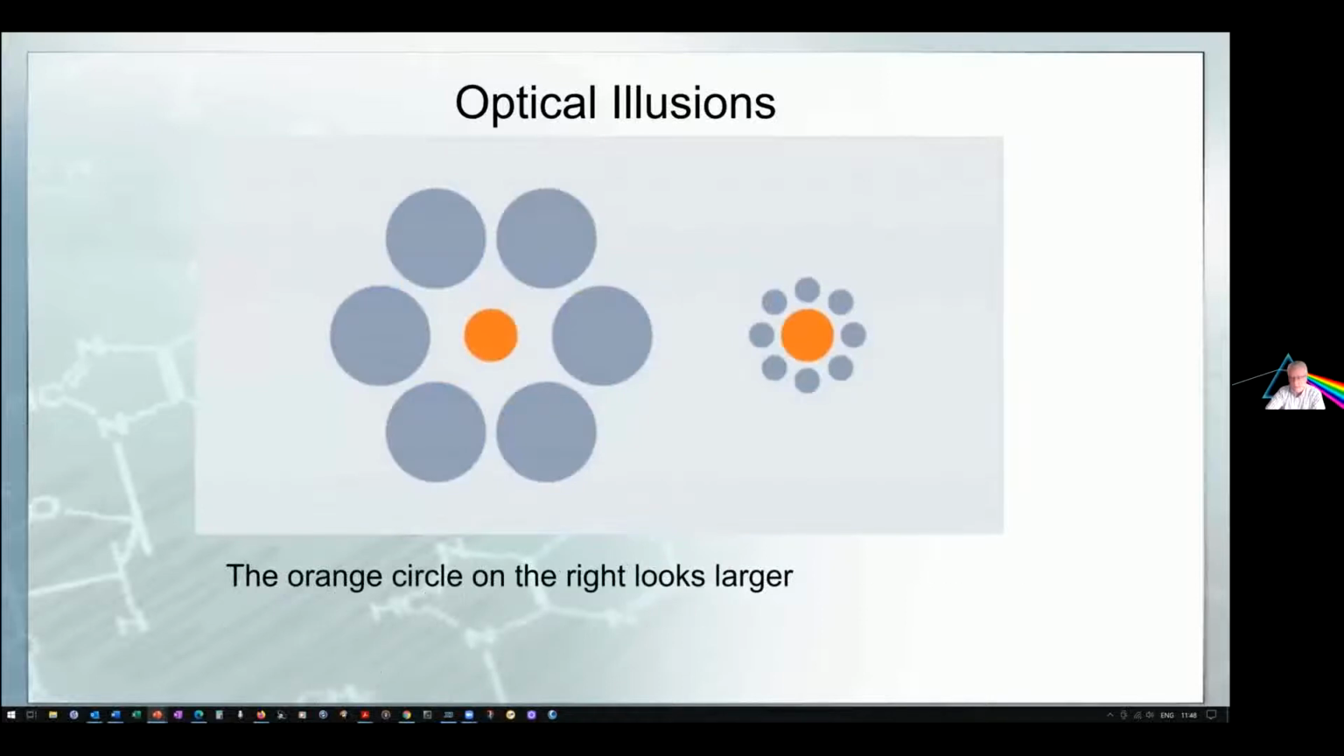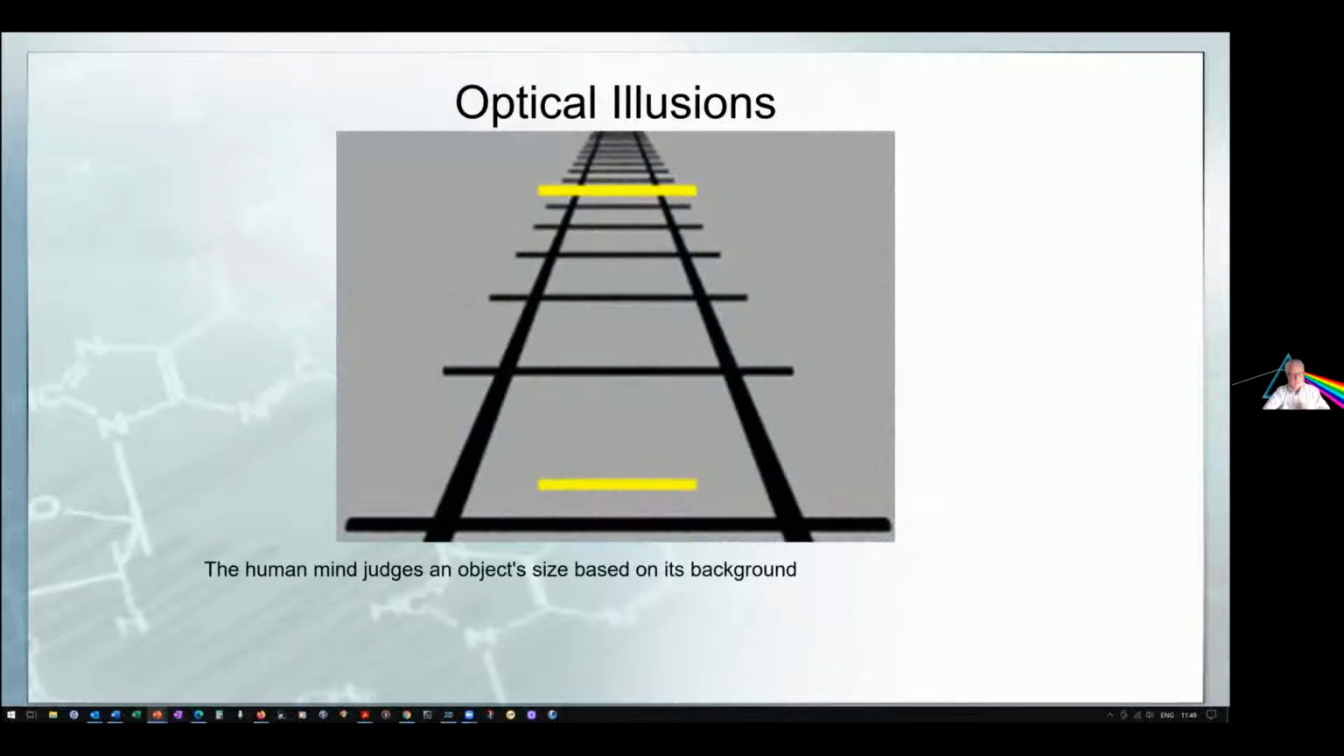Okay, which circle is bigger? The orange circle, which is bigger? They're identical. Of course, the one on the right looks bigger. The two yellow lines, the one in the distance looks much bigger, but it's not, it's the same size as the lower one. And that's because of the train tracks and our idea of distance. Because it appears to be in the distance, therefore it must be bigger. And that's our perception again.